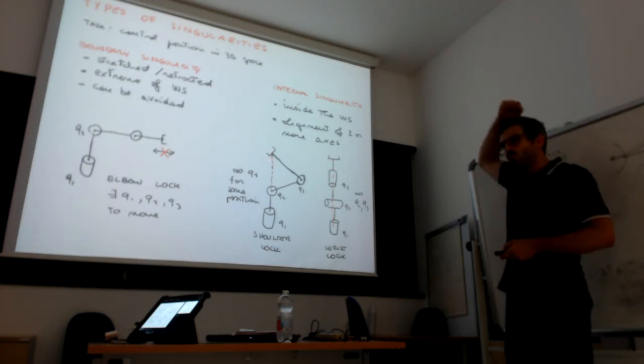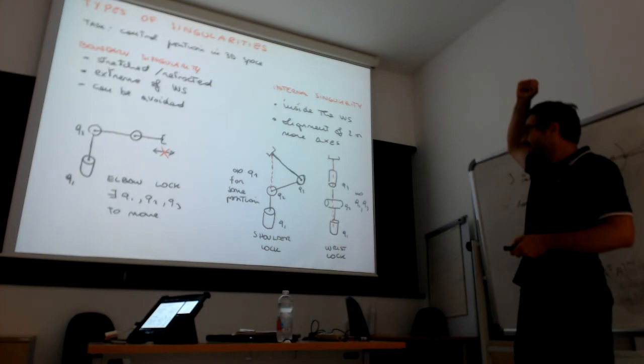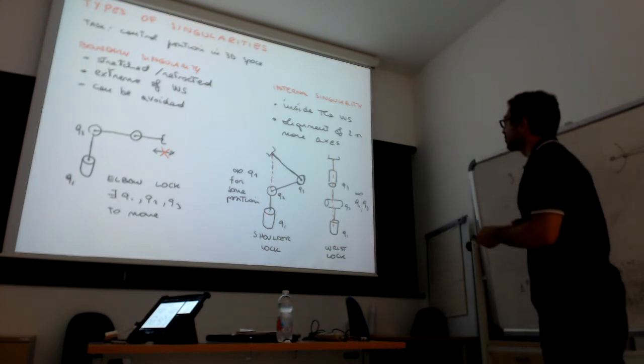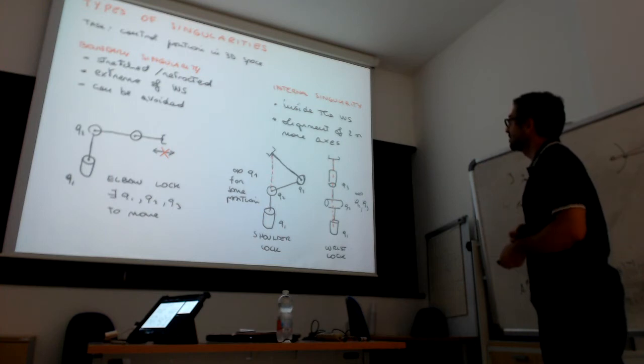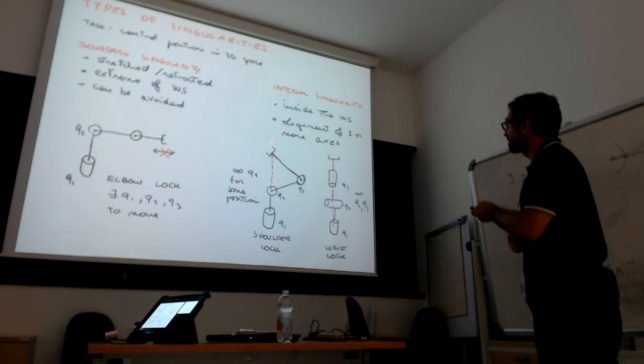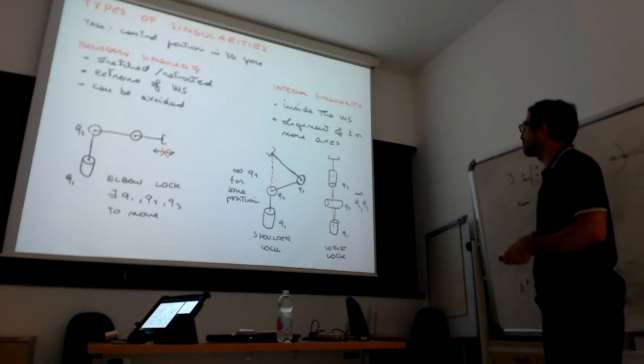You know that for that position of the end effector, you can have infinite values of the Q1 joint that correspond to the same position. So, in essence, your Jacobian matrix drops rank in this situation.